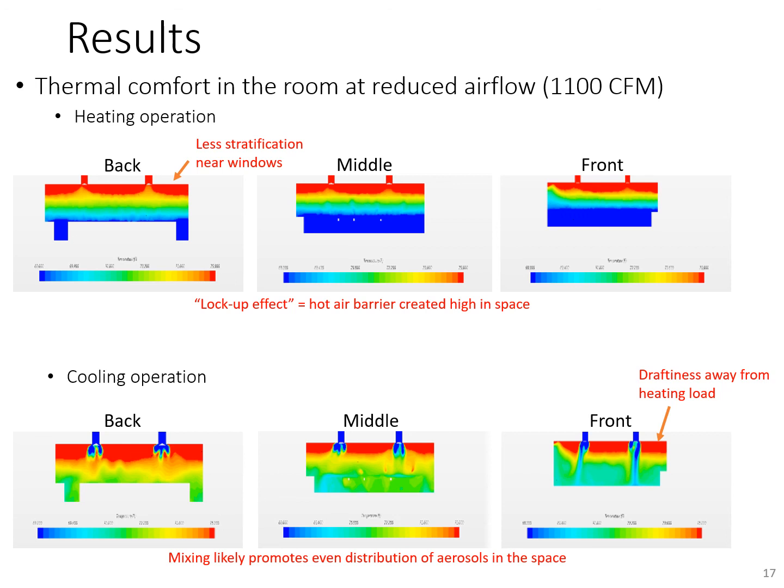In cooling mode on a hot summer day, it was noted that the cold supply air drops much more quickly into the space and mixes with the rest of the room air. This significant mixing would tend to promote a more even distribution of aerosols in the space, which would likely also be exacerbated at higher airflows. Additionally, moving further away from the heating loads of the exterior windows and wall in the back of the classroom, there appears to be potential for draftiness toward the front of the classroom, even at this lower flow rate.